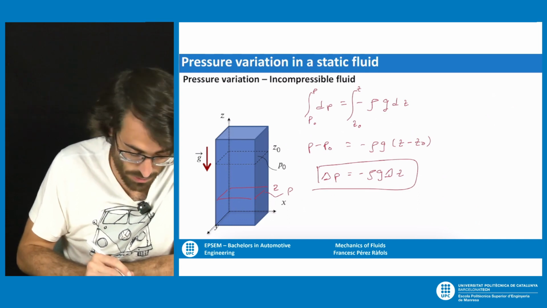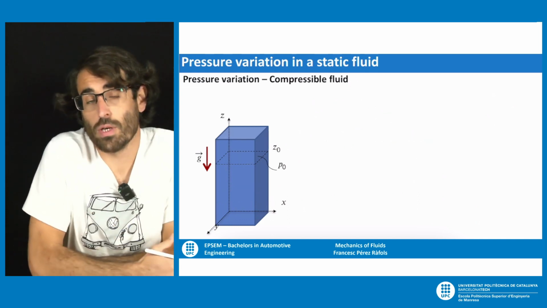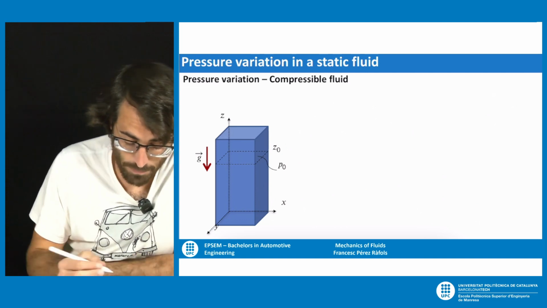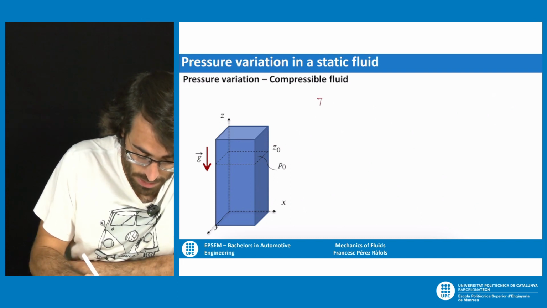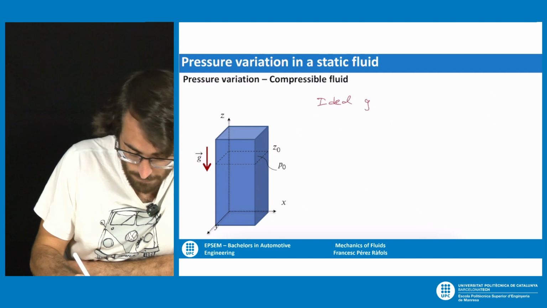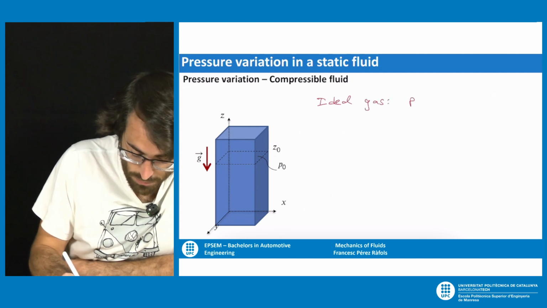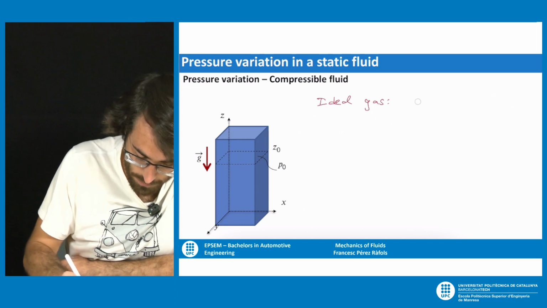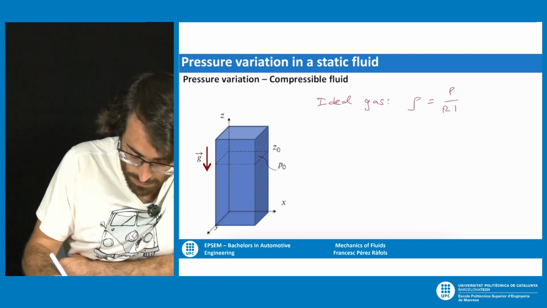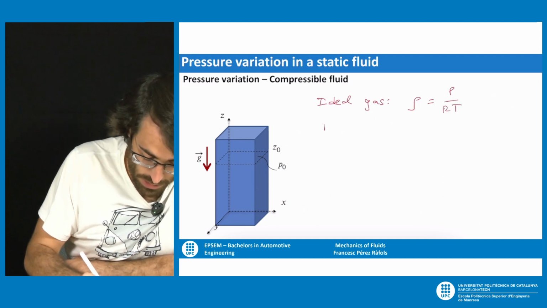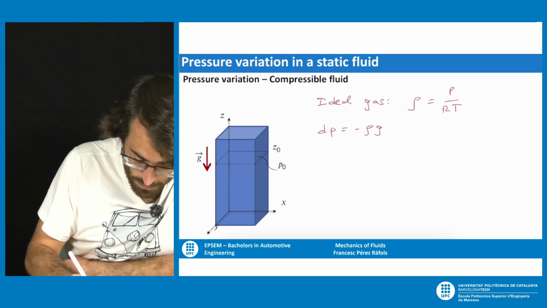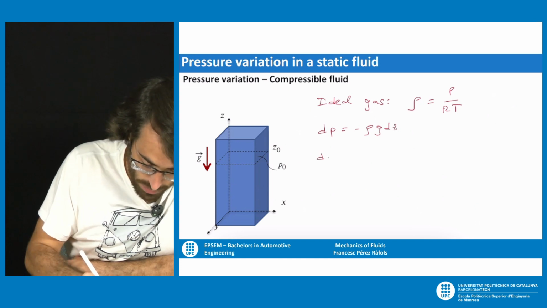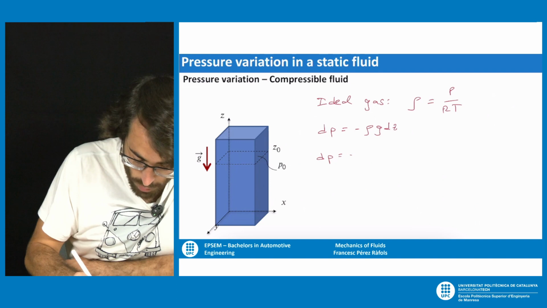However, the previous result was only valid in the case of an incompressible fluid. So now let's consider a compressible fluid. Let's take an example of an ideal gas, where the density can be written as P over RT. So in this case, the basic equation is still true. We still have dP equals minus rho g dz. However, now rho is P over RT.